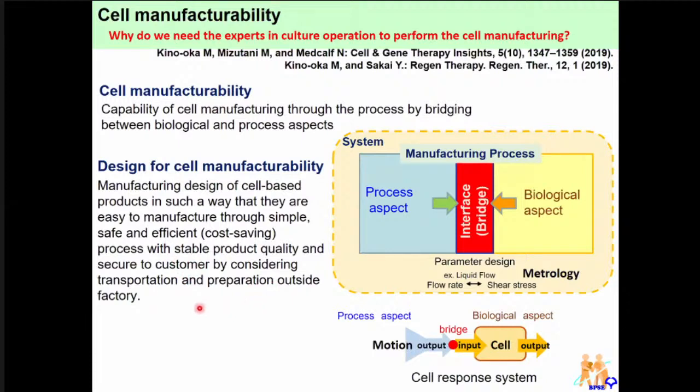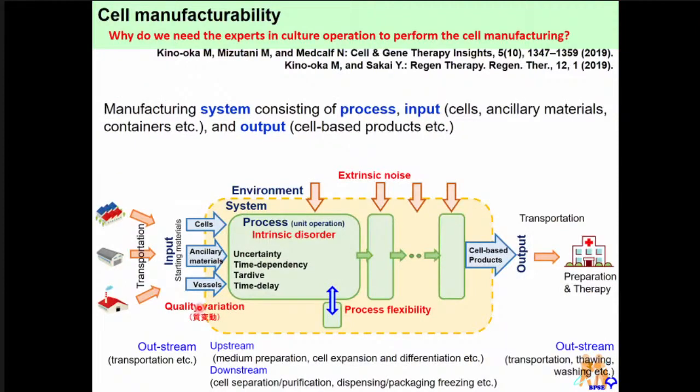by considering transportation and preparation outside of the factory. Not only inside the factory for the manufacturing, but also the outside factory. That's important because the cell quality easy to change just before the injection of the cells into the patient. I mean the dosing, during the dosing, quite changing the quality of the cells. So this is a definition for the design for cell manufacturability. Based on this concept, we start to consider how to develop the manufacturing process.